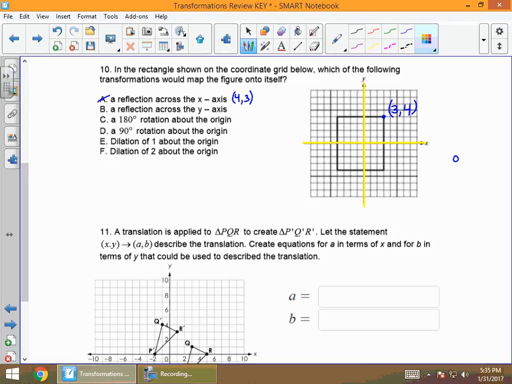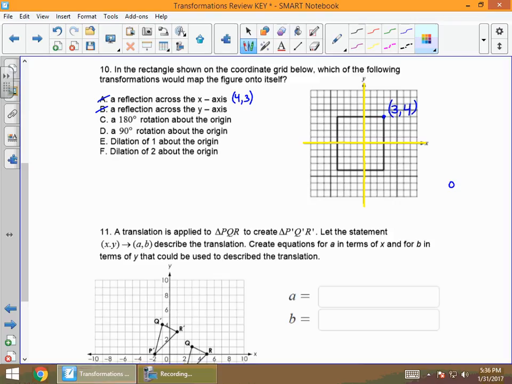B, reflect across the y-axis. All right, so this is 1, 2, 3 away. So 1, 2, 3, that corner would come here. That would be okay. The problem is this left corner, this corner back here. If I were to flip it across, it is 4 units away. If I went to 4, it would not land on there because it is not centered and that axis is not directly cutting it in half. The y-axis does not work.